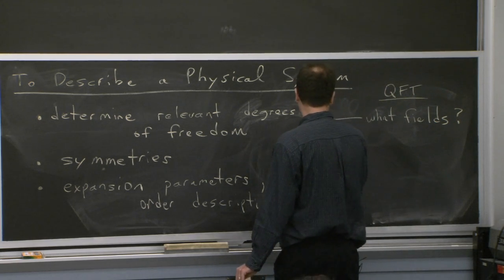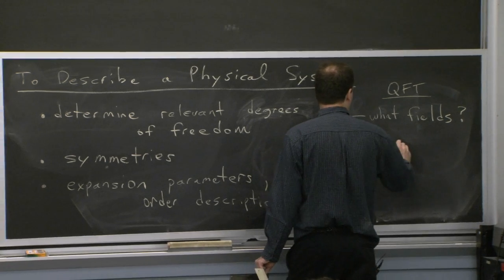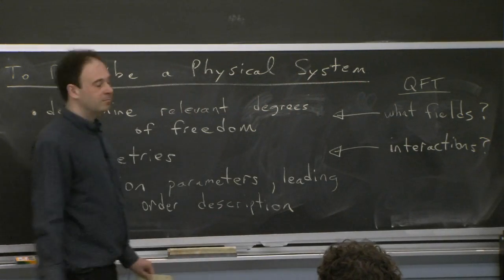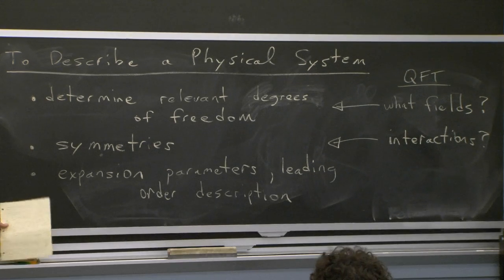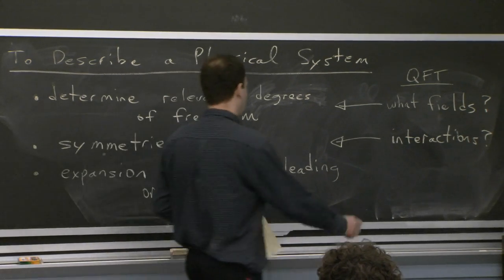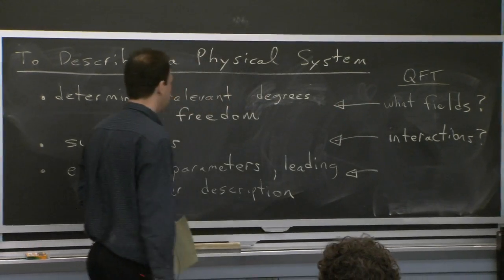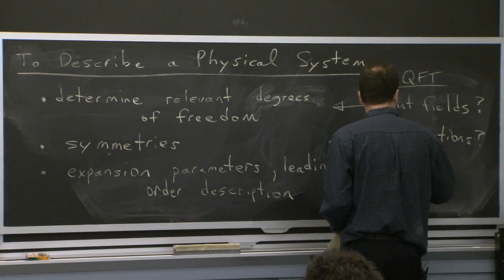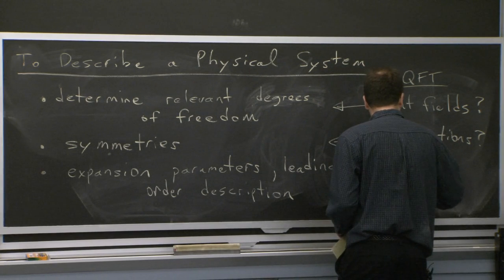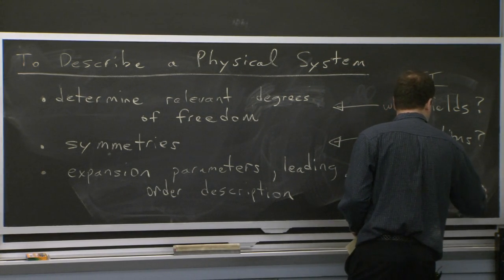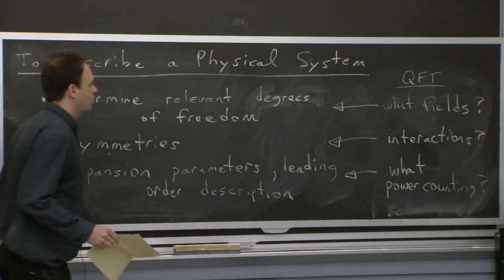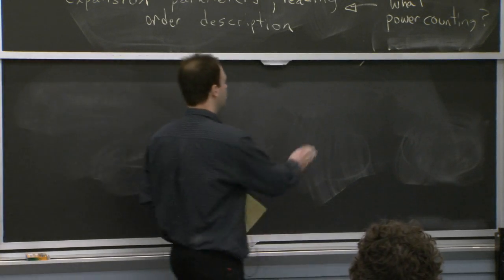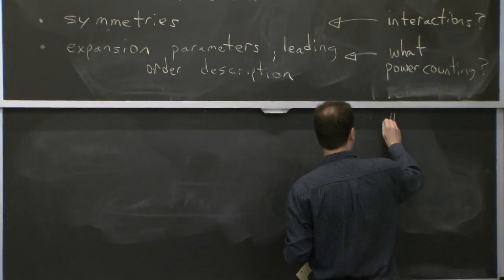The symmetries basically are guiding you about the interactions. If you have gauge symmetry, then of course you're going to write down something that respects that symmetry. That's going to tell you something about the interaction terms. And then finally, this expansion parameter goes under the rubric of what is called power counting. And if you take those three things together and you figure out the leading order description, then you have an effective field theory. You write down a Lagrangian for it.